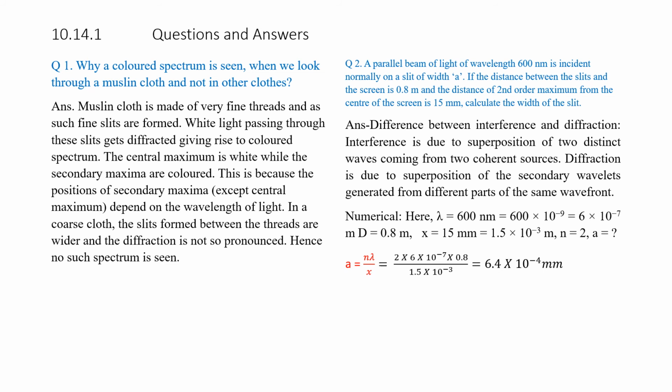a is equal to, we know the formula, a is given by a equals n lambda D by x. The values are given: n is equal to 2, lambda is equal to 6 into 10 to the power of minus 7, D is 0.8 meters, divided by 1.5 into 10 to the power of minus 3, that is equal to 6.4 into 10 to the power of minus 4 millimeter. This is the answer.